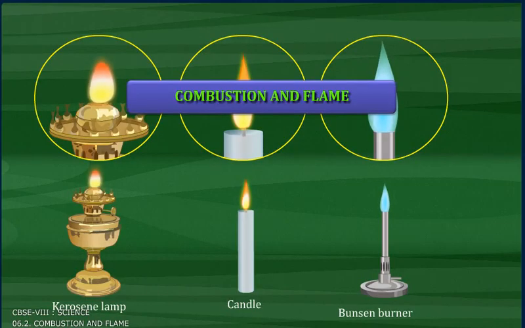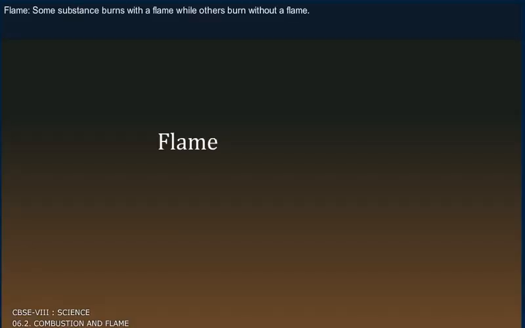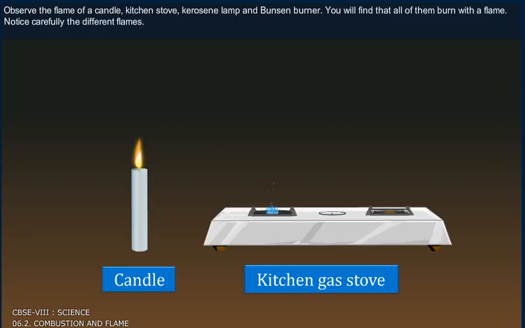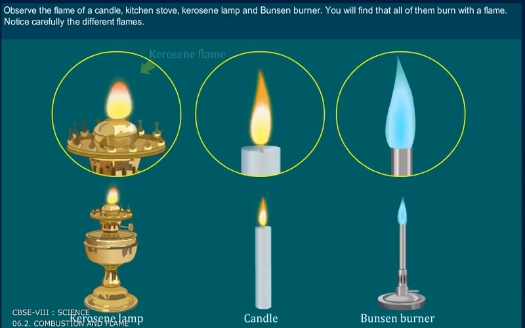Combustion and Flame. Learning about different types of flame. Some substances burn with a flame while others burn without a flame. Observe the flame of a candle, kitchen stove, kerosene lamp and Bunsen burner. You will find that all of them burn with a flame. Notice carefully the different flames.